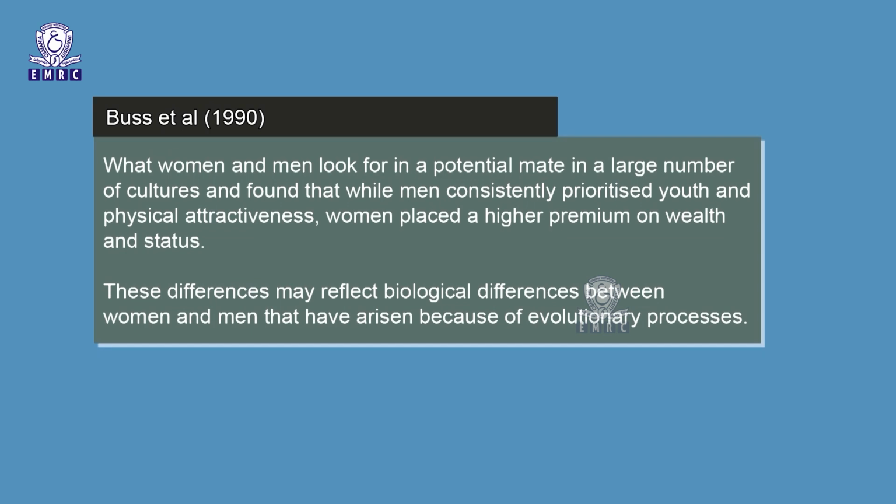The biological view of gender is supported by those cross-cultural studies that have found universal features of gender. For example, in all cultures studied, men are found to be more aggressive than women, which suggests an innate biological difference. Similarly, Buss and others studied what women and men look for in a potential mate in a large number of cultures and found that while men consistently prioritized youth and physical attractiveness, women placed a higher premium on wealth and status. These differences may reflect biological differences between women and men that have arisen because of evolutionary process.